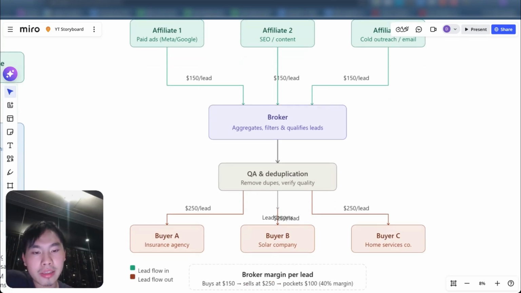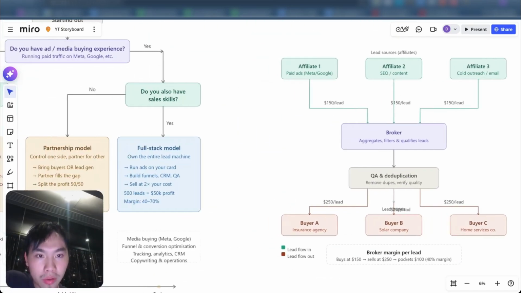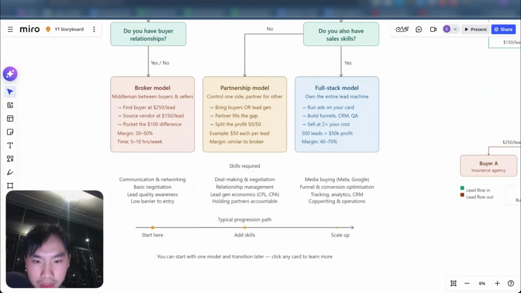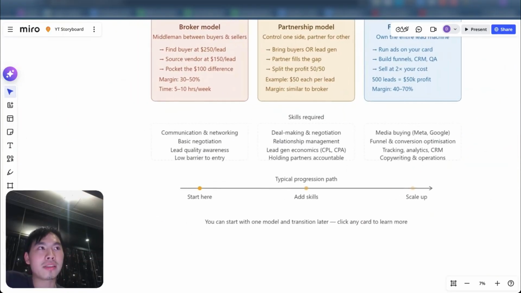And yeah, this is essentially how the main structure works in pay per lead. And basically, the main skills that determine your success is how good are you at sales, booking appointments, and how good are you at generating leads, media buying with Meta, Facebook, Google, etc. Right?